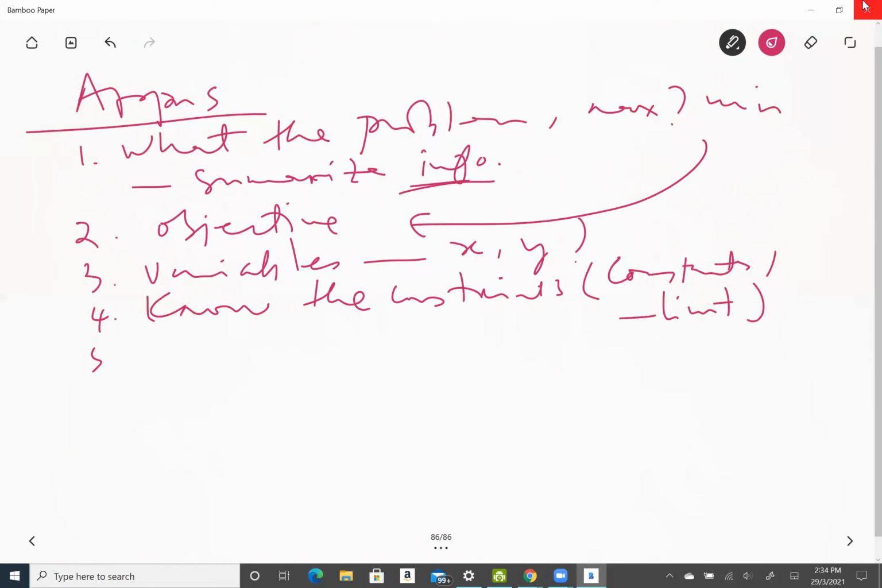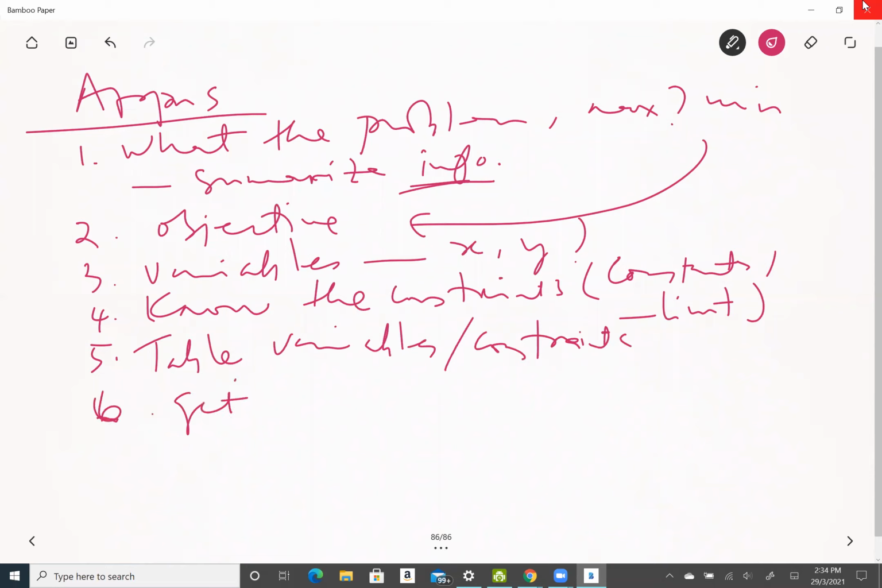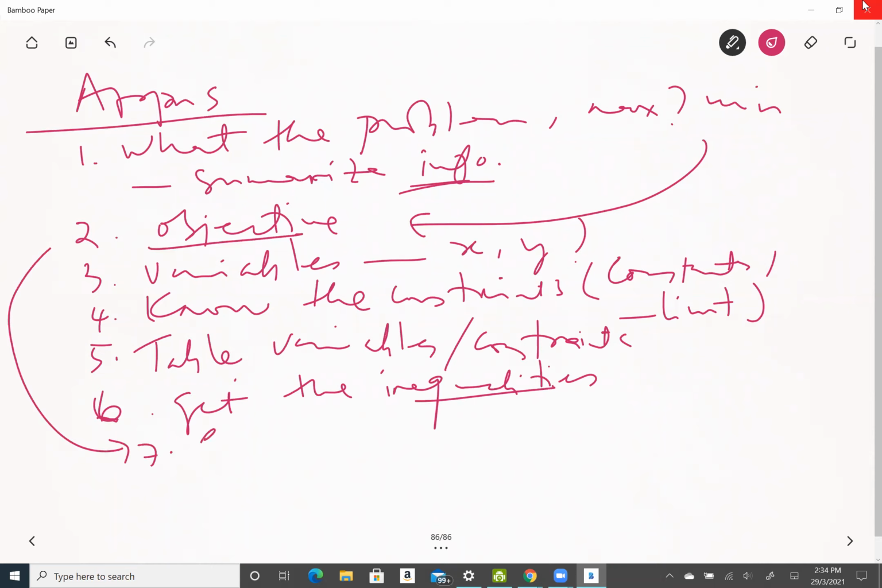And then number 5, you table the information. You table the variables and the constraints. From there you will get the inequalities, which form the formal constraints. When you get the inequalities, and from the objective there, you will get the objective function. So next you get the objective function.